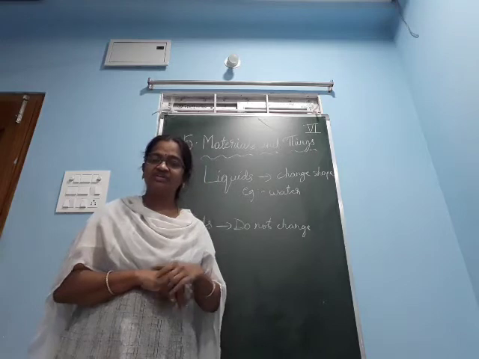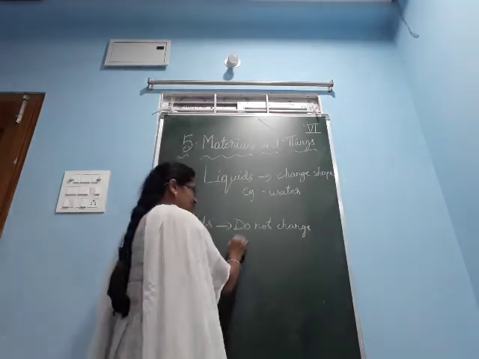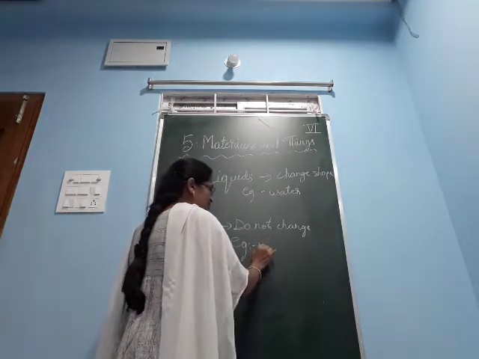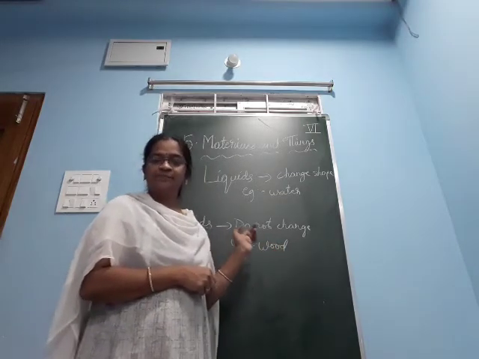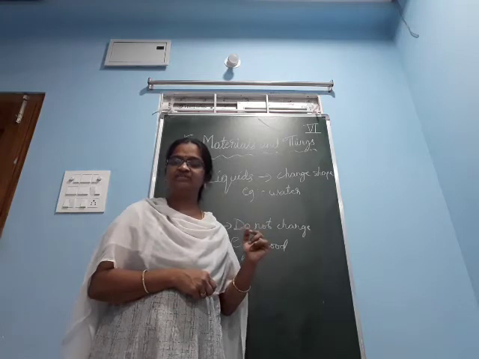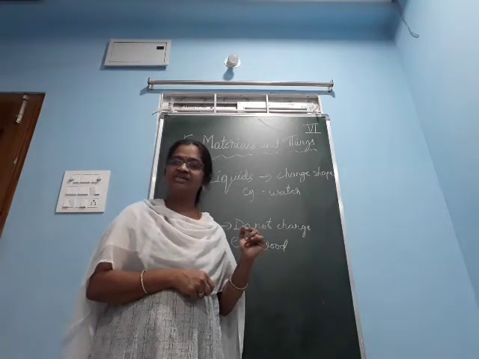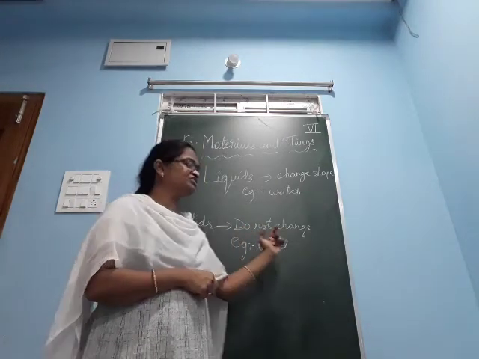The best example I will give you is wood. Others are also there. For wood, only one example I am writing here. Other examples I will tell you: brick, plastic objects, vegetables. They are the examples of solids which do not change their shape.